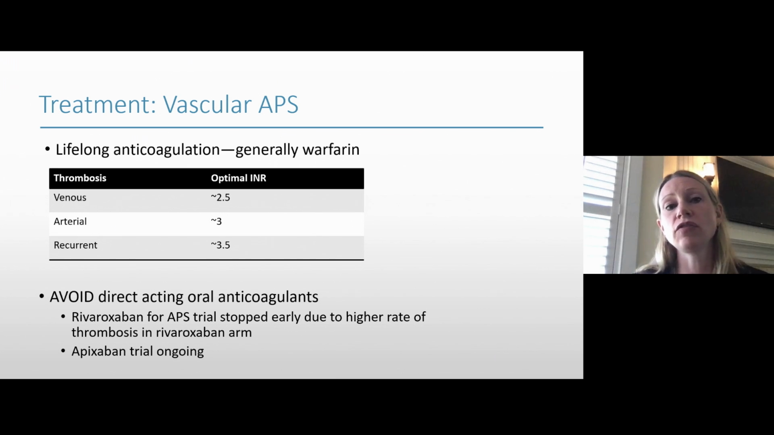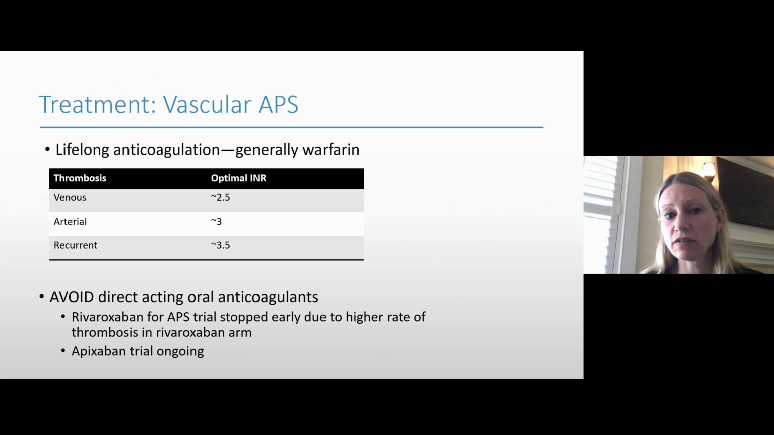So the treatment of vascular APS, so vascular antiphospholipid syndrome, is lifelong anticoagulation, generally with warfarin. And then the optimal INR goal for venous events is 2.5, so regular 2 to 3 kind of range. Arterial is at least 3, and recurrent is typically 3.5.